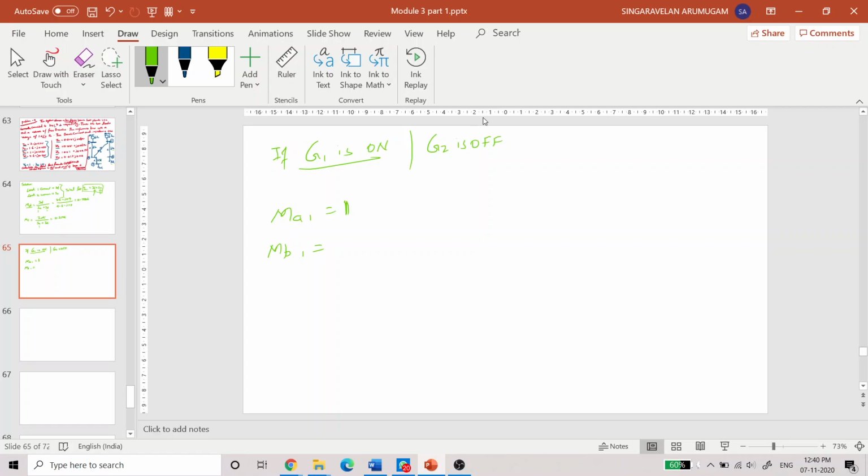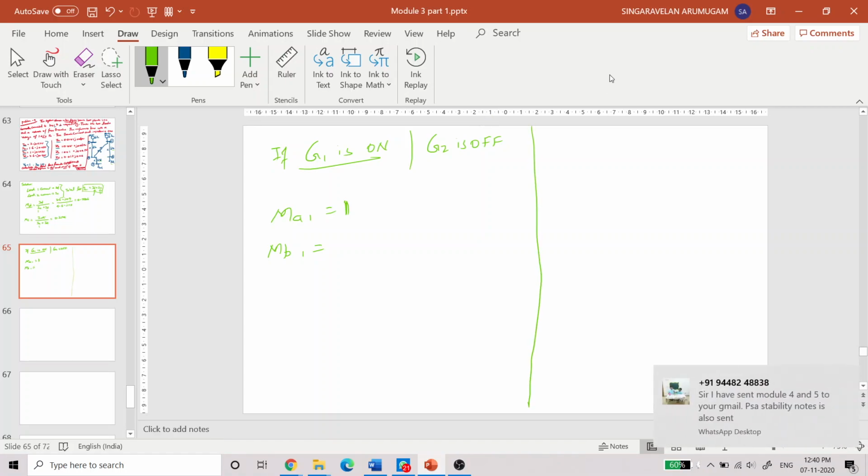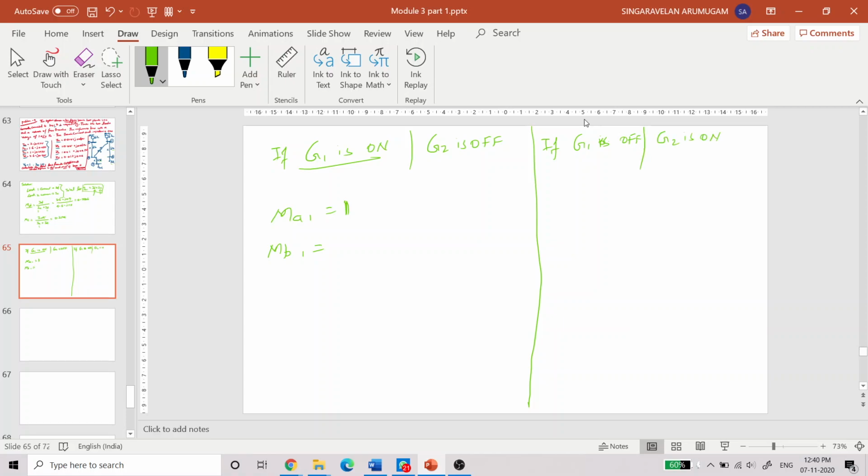So both cases we need to do. The second case will be if G1 is off and G2 is on. So for both conditions we are going to find out the MA, MB, MC, MD values, and MB1 will be equal to IB, which is equal to minus of IC.